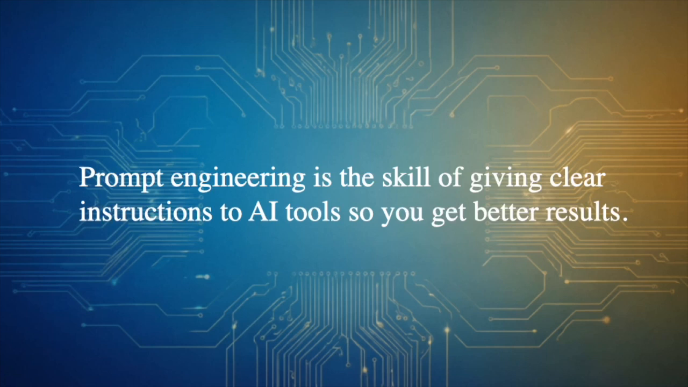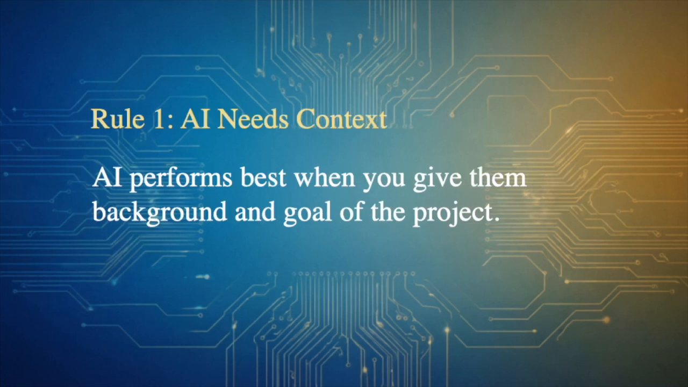Rule 1. AI needs context. AI performs best when you provide clear background information and the goals of the task or project. The more context you give, such as what you are trying to achieve, who it is for, and what outcome you expect, the more accurate and relevant the AI's response will be.